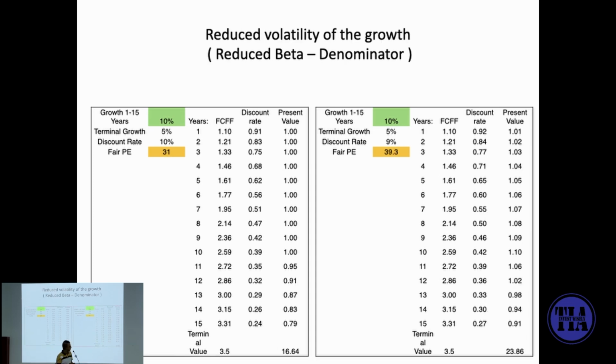Reduced beta, where the disk exactly, right? Finally, the company becomes very much better. The investor is saying, I am super confident about what they're doing, I will reduce my risk by 1%. Look at the difference. 10 has become 9. The 31 has become 39.